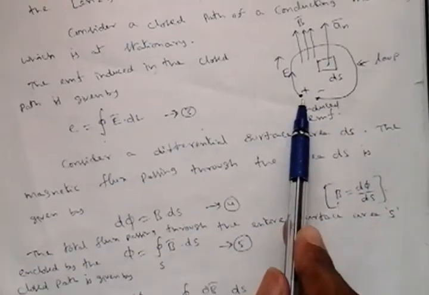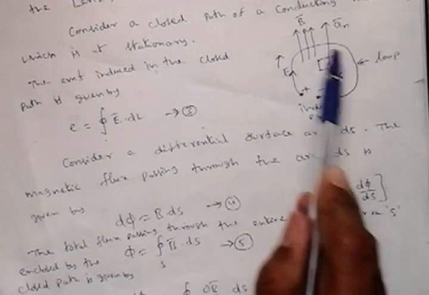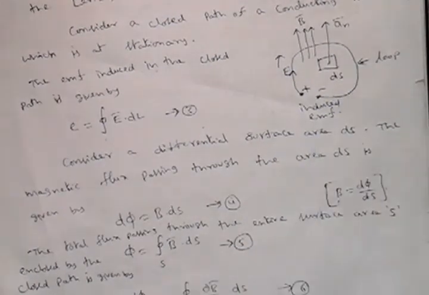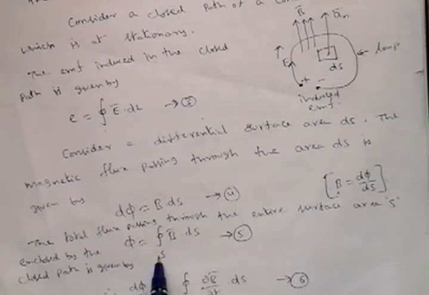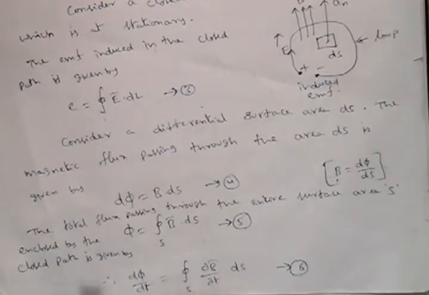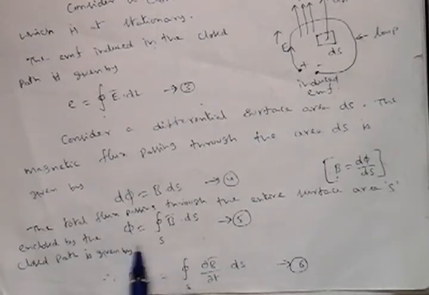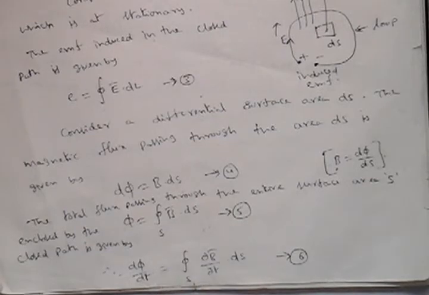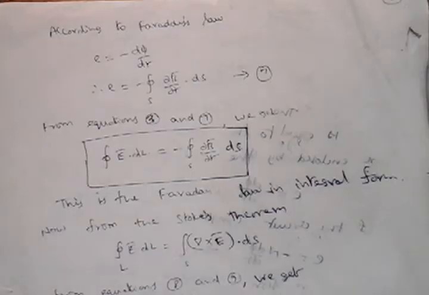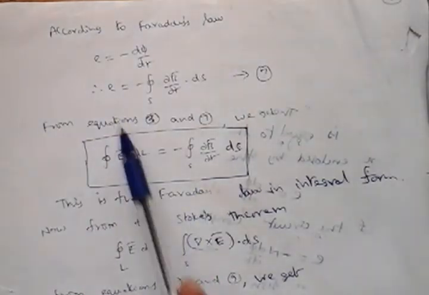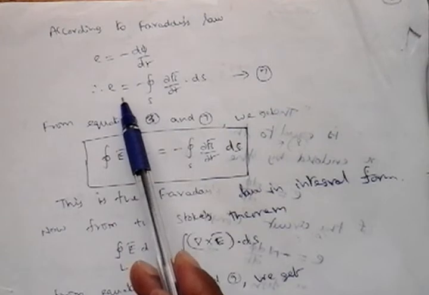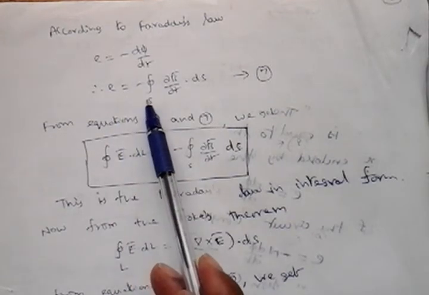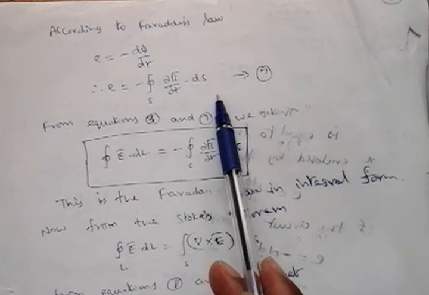Then the total flux passing through this entire conducting material is phi equal to surface integration of B bar dot ds. Take the differentiation on both sides, and you will get d phi by dt equal to surface integration of dou B by dou t dot ds. Next, according to Faraday's law, E is equal to minus d phi by dt, and from the previous equation, E is equal to minus surface integration of dou B bar by dou t dot ds.